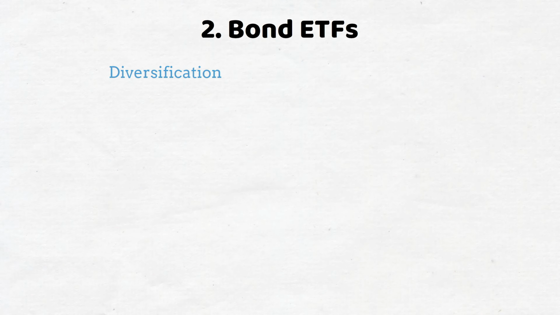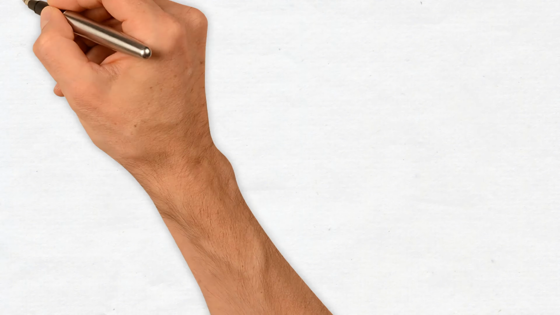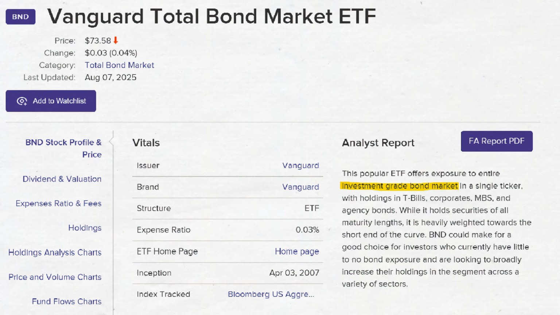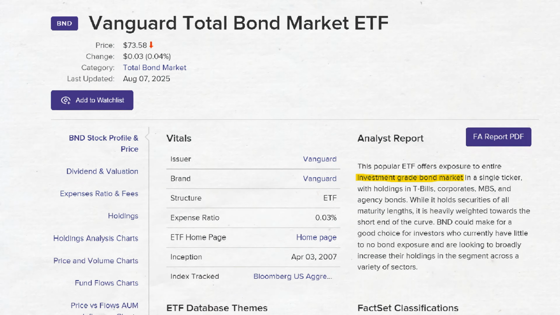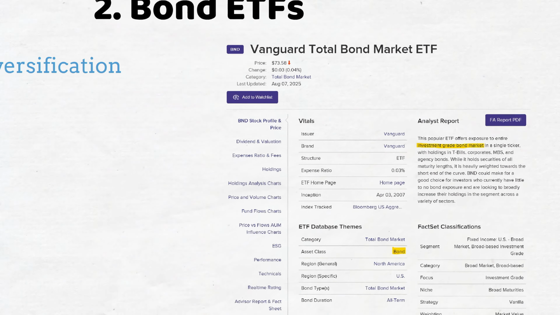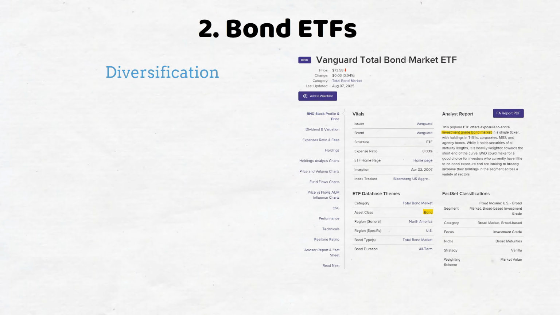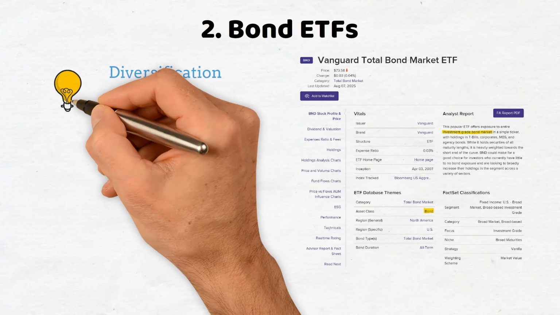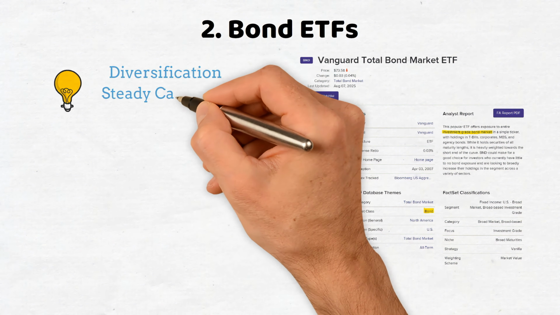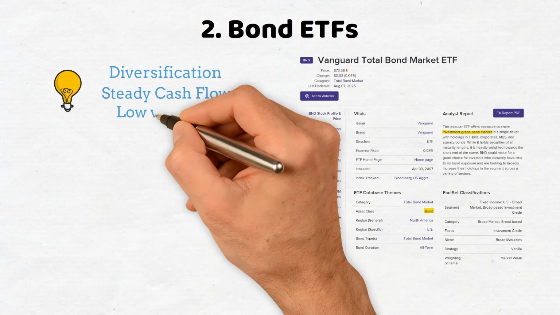As the name suggests, bond ETFs invest in various types of bonds, government bonds, corporate bonds, high-yield bonds, and so on. For instance, BND is a large ETF that covers the entire U.S. bond market. Investing in BND is like lending money to the U.S. government and companies in exchange for interest payments. For those seeking steady cash flow, bond ETFs are an essential asset class.